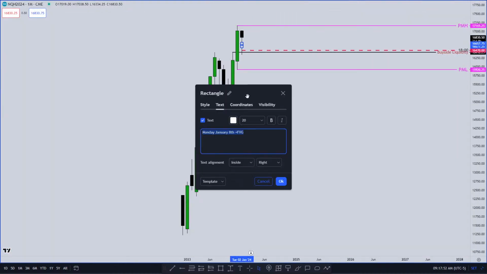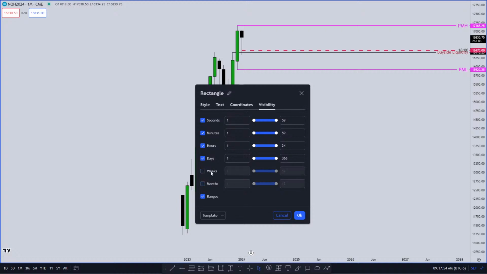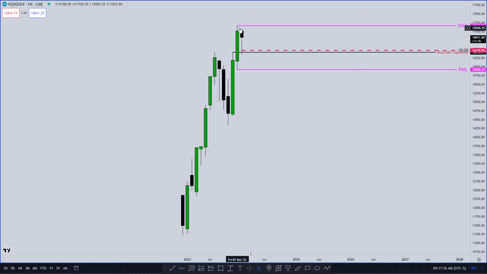NASDAQ. Same thing, working inside that monthly range. There's that Sunday open. So it's likely that that monthly candle can draw down into, not exactly, but it's just like a magnet. It doesn't have to go there. It just has to, I guess, draw there.